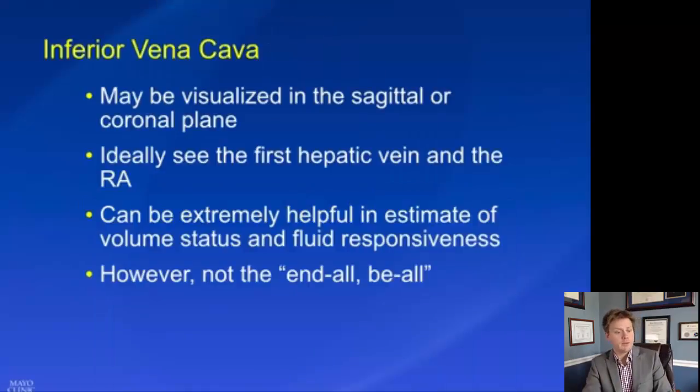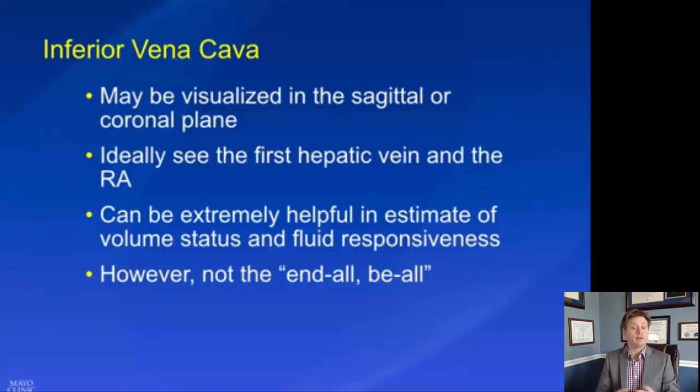All right, inferior vena cava. This may be visualized in the sagittal or coronal plane. You typically want to be looking at it sagittally if you can, because it is not perfectly circular. It's sort of lens-shaped, so if you're looking at it coronally, your measurements may not be accurate. But you ideally want to see the first hepatic vein and the right atrium to confirm that what you're looking at is in fact the IVC and not the aorta, which is the common pitfall.